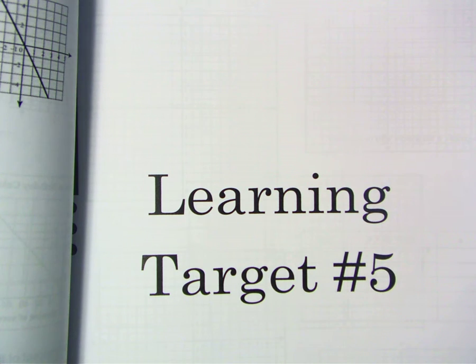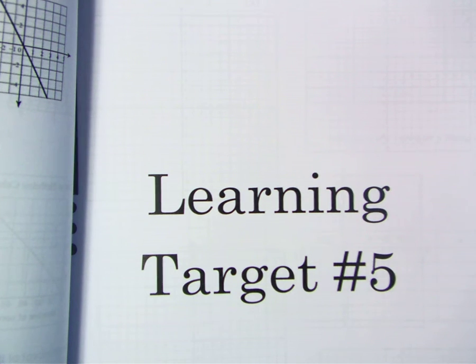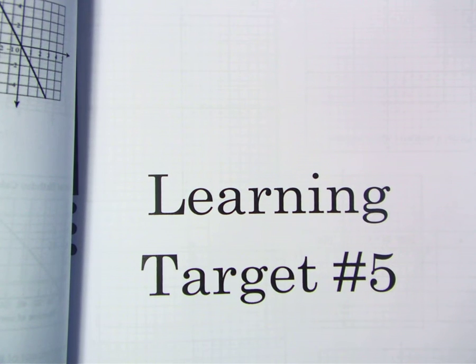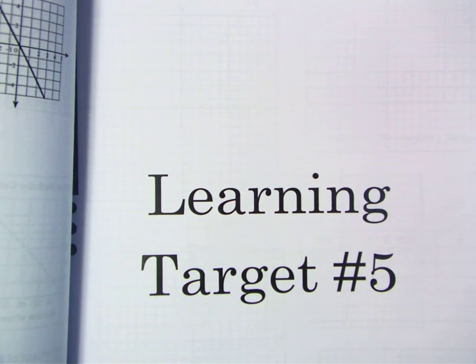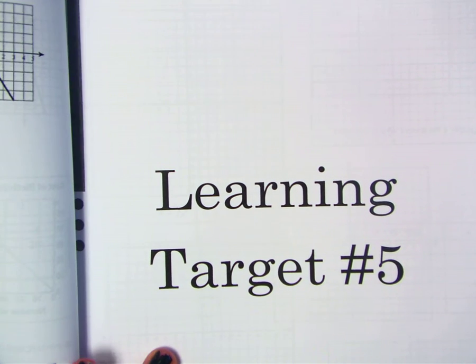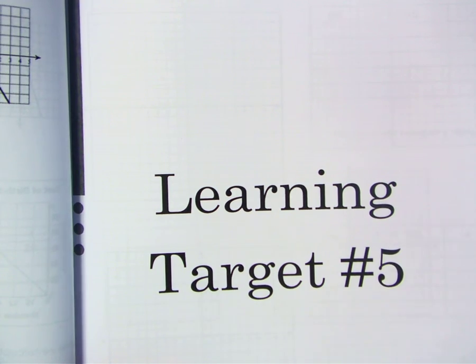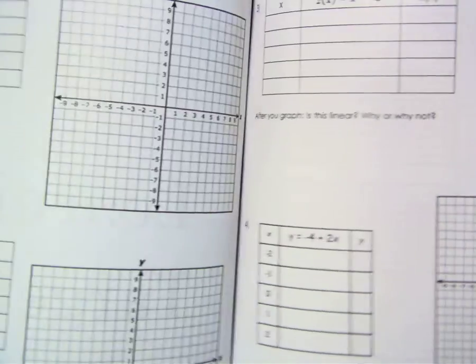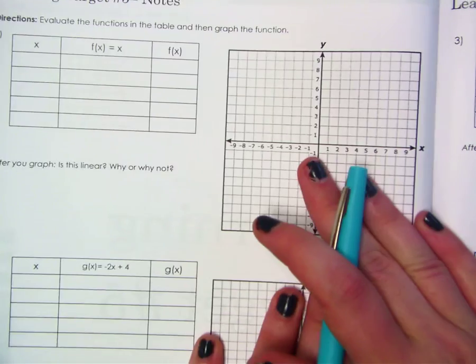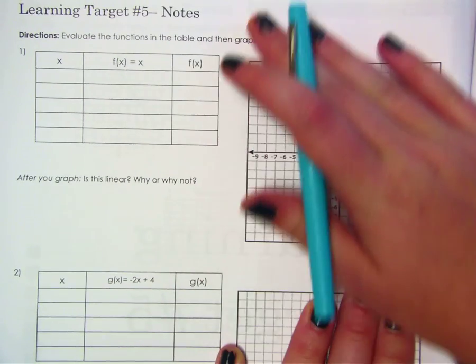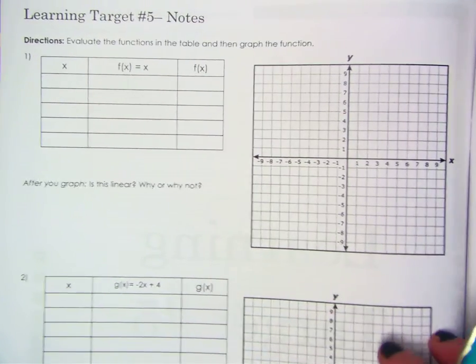Alright, hi guys. We are going to be looking today at Learning Target 5. So if you could open up your monkey packets to page 33, you should see that it says Learning Target 5. And Learning Target 5 is all about learning how to graph equations and functions, basically graphing a function from a table. So what we're going to do is evaluate the following functions in order to graph them.